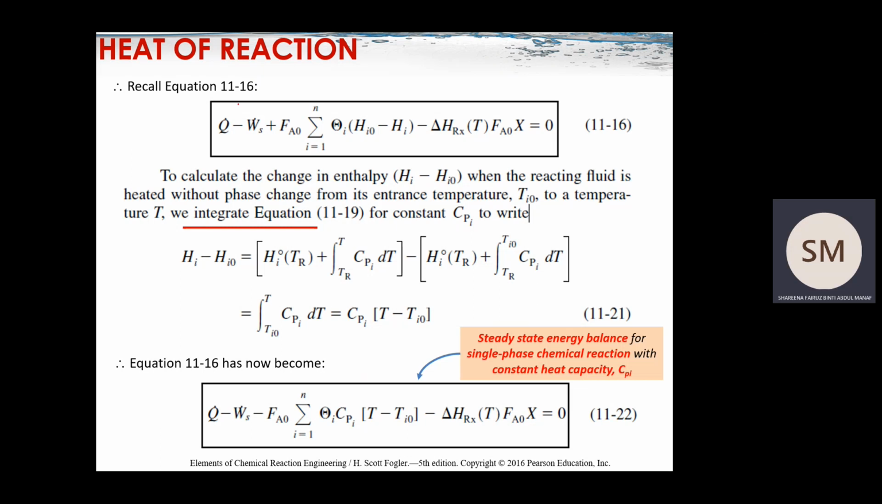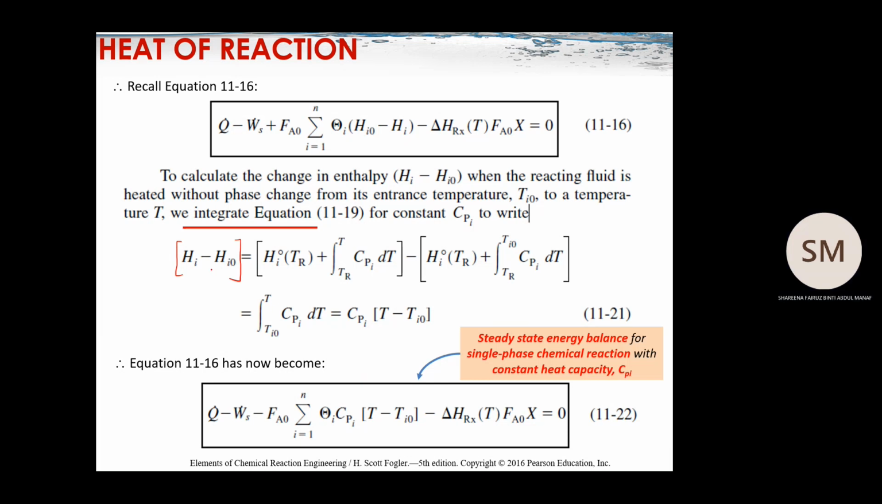So recall equation 11-16. We have Q minus Ws, where Q is the heat being applied, plus Fn naught times the summation of theta i (Hi naught minus Hi), minus delta H Rx(T) Fn naught X, for inlet and outlet. To calculate the change in enthalpy, which is Hi minus Hi naught, when the reactant fluid is heated without phase change from its entrance temperature Ti naught, we integrate equation 11-19. So this equation can be integrated to represent Hi minus Hi naught.